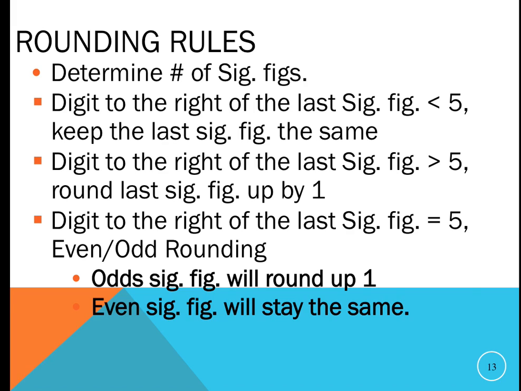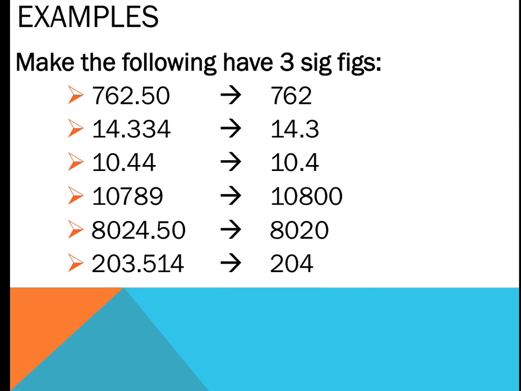This rule I'm not going to enforce. However, it may show up on your test just as a flat rule, but not embedded into a calculation. So you won't have to worry about that in open-ended questions. But if it's a multiple choice question, you should be aware of the even-odd rounding rule. So here we have a list of values. We want them all to be 3 significant figures.